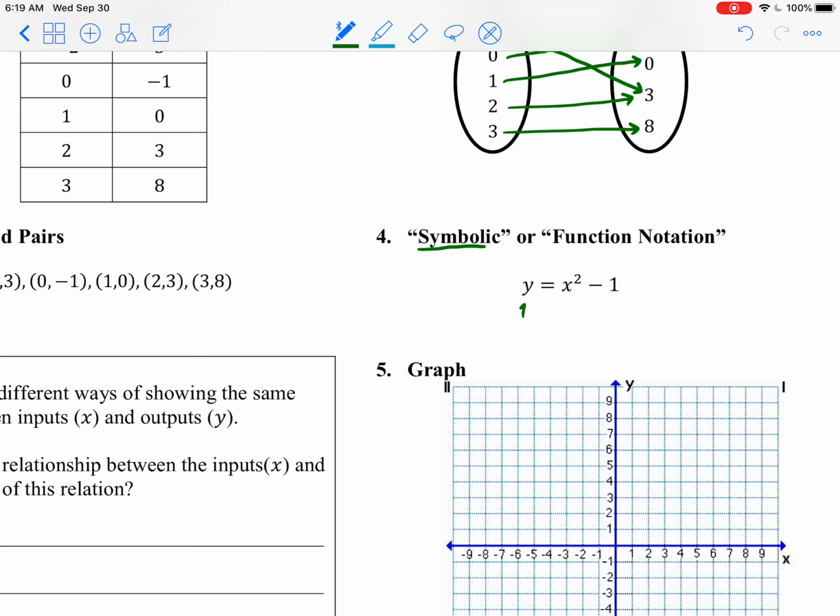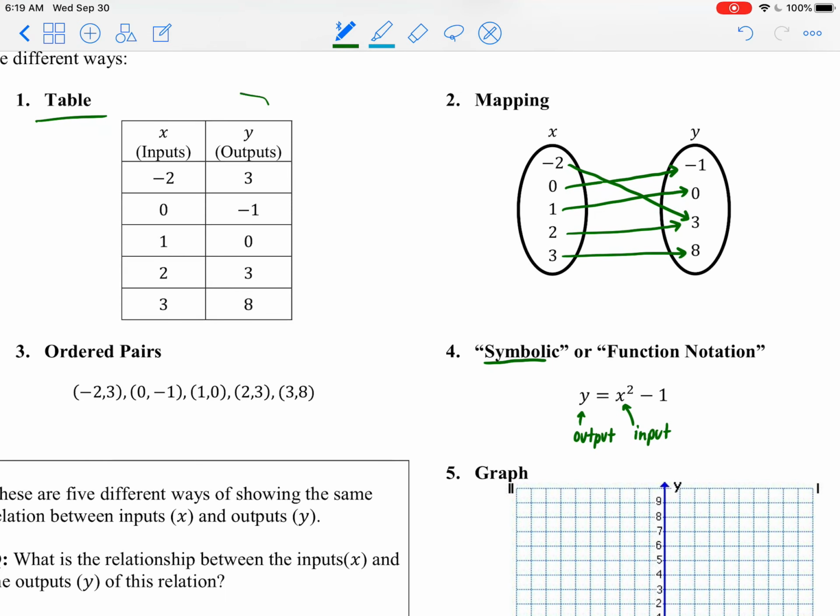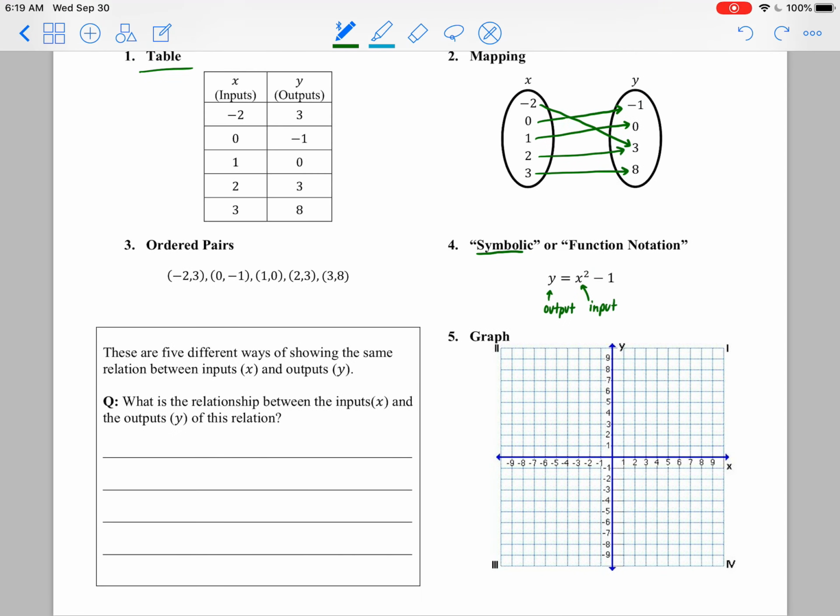So what we're saying here is, hey, the output, which is the y's, is the input times itself. So it's x squared. It's a number times itself, and then you subtract 1. So that's what it's saying here. Which is funny because some people find the table to be very helpful in understanding the relationship, and some people really like the symbolic or the function notation. They say, wow, that's actually a lot easier for me to wrap my mind around the relationship when I see it written like this. So it just kind of depends on the person.